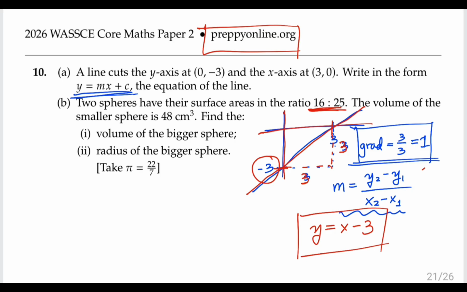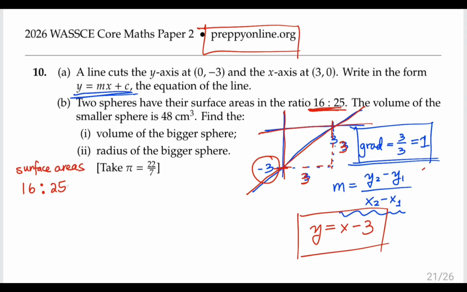So here what we need to know is that if you have the surface areas of two spheres in the ratio 16:25, then the radii are automatically going to be in a certain ratio as well. So you have, call this surface.